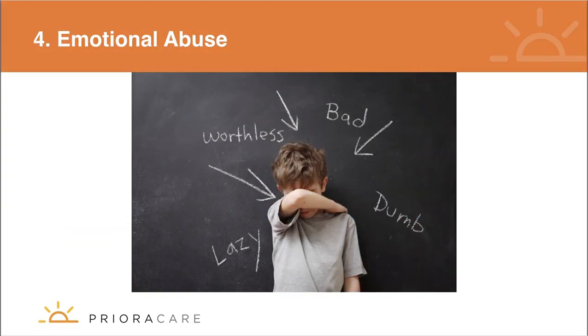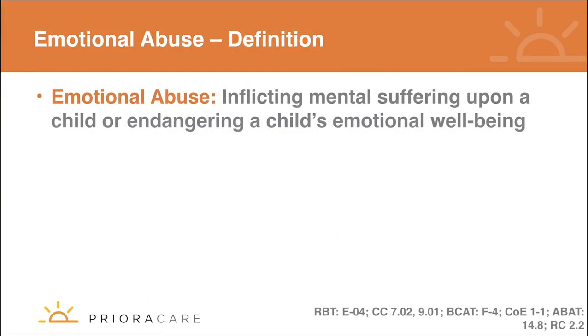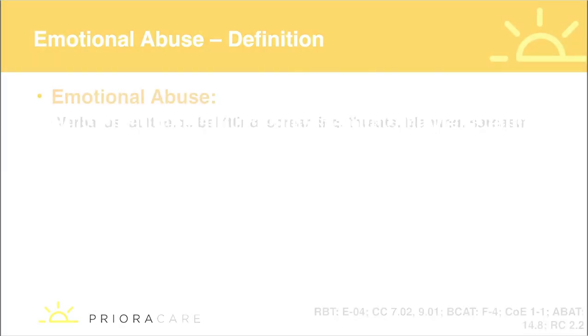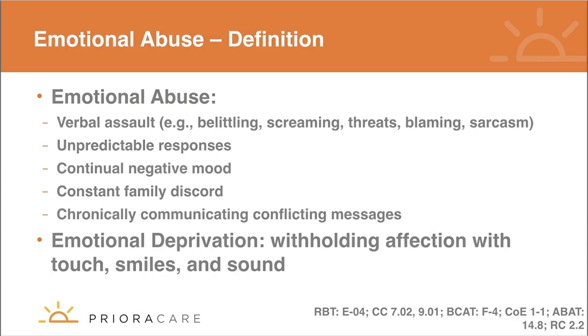Now we will review the definition and signs of emotional abuse. Emotional abuse may be divided into two categories, one being emotional abuse and the other being emotional deprivation. First, let's go over the definition of emotional abuse, which involves inflicting mental suffering upon a child or endangering a child's emotional well-being. Emotional abuse may include the following: verbal assault, for example, belittling, screaming, threats, blaming, or sarcasm; unpredictable responses, continual negative mood, constant family discord, or chronically communicating conflicting messages.